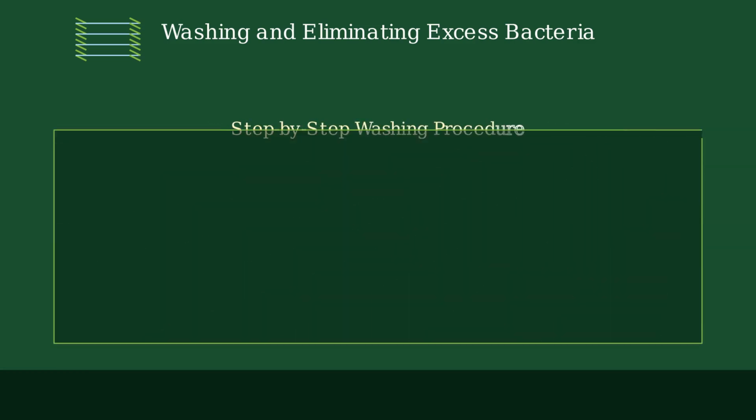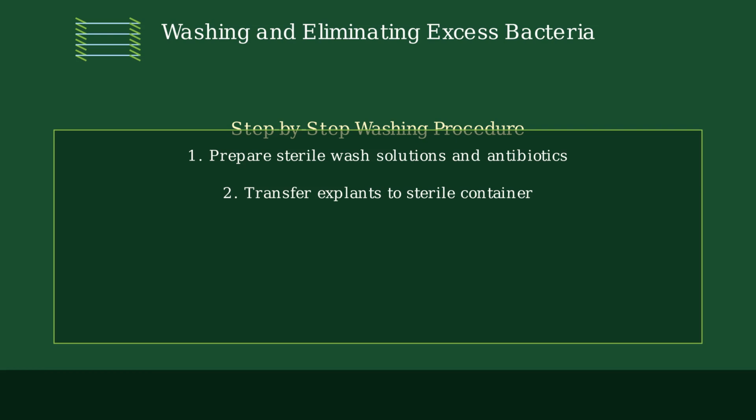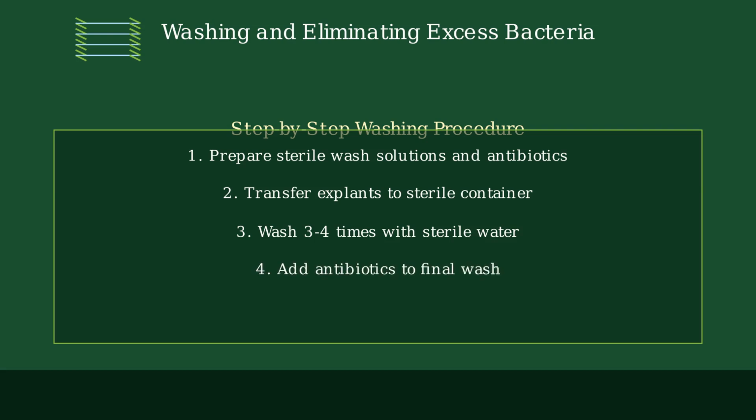Let's examine the step-by-step washing procedure to eliminate excess Agrobacterium from plant tissues. First, prepare sterile wash solutions and antibiotics at appropriate concentrations. Next, carefully transfer the co-cultivated explants to a sterile container to begin washing. Wash the explants 3 to 4 times with sterile distilled water to remove the majority of bacteria. In the final wash, add appropriate antibiotics to kill any remaining bacteria. Finally, transfer the explants to selection media containing antibiotics to continue the transformation process.